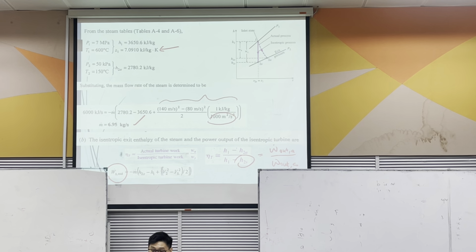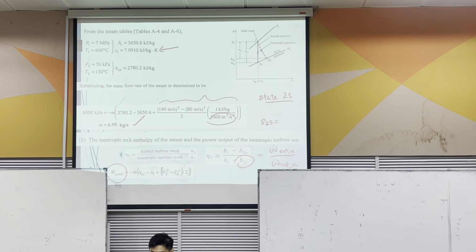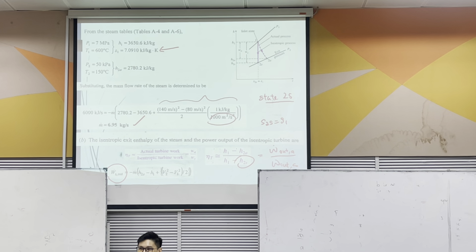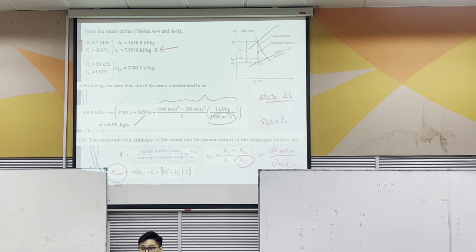Before I go to the next slide, while you are taking photos or copying, for state 2S, let me write here. But this is in the next slide as well, you don't really need to copy this. We know that S2S equals S1, but we need one more piece of information. In order for us to find H2S, what is that one more piece of information?